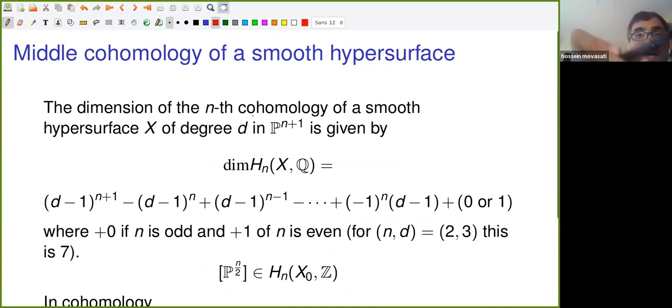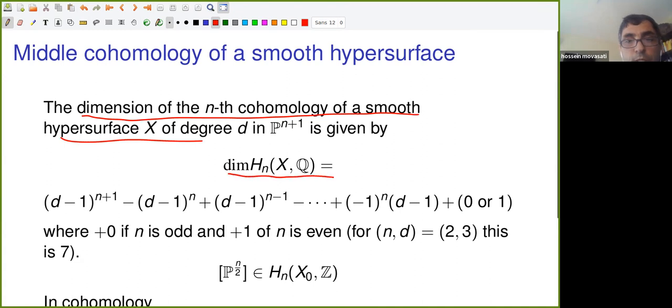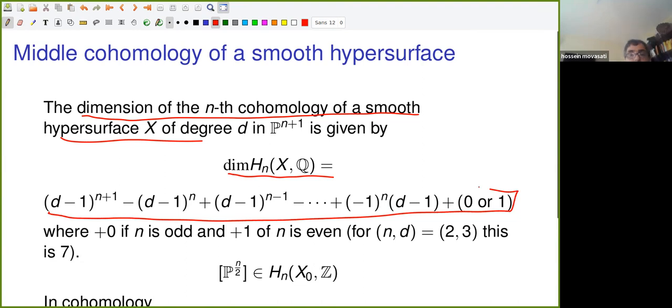Okay, so I will talk about the middle cohomology of hypersurfaces. Let me remind you how big this middle cohomology of the smooth hypersurface is. So its dimension, it is big. It is this number. And if you want to keep in mind the case of a cubic surface, this number is 7.